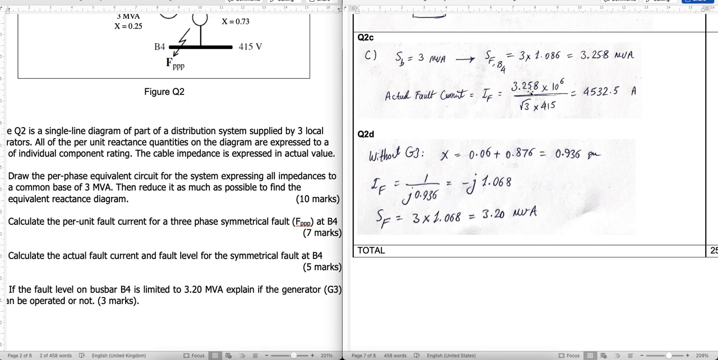Okay? So in general, you're going to calculate an actual quantity. Actual quantity equals per unit quantity multiplied by base quantity. What is the per unit quantity here? 1.086. What is the base quantity? That is 3 million divided by root 3 times 415, because that is your base current.